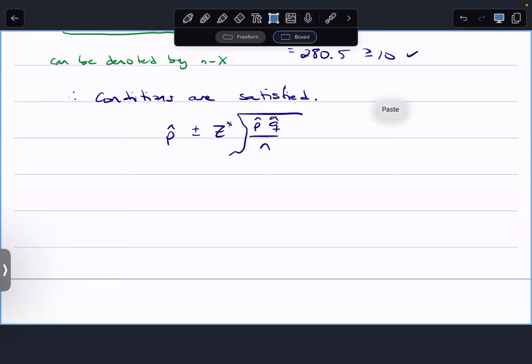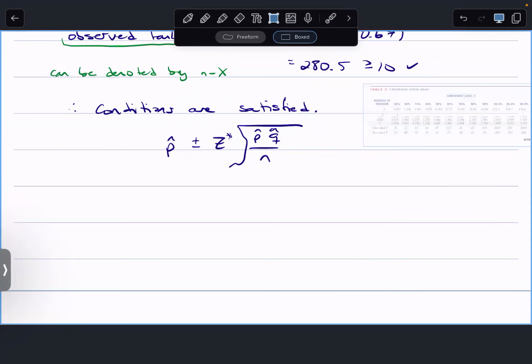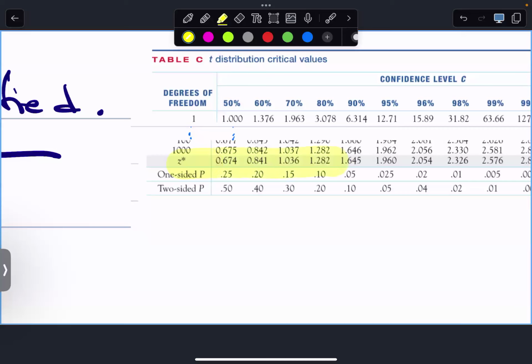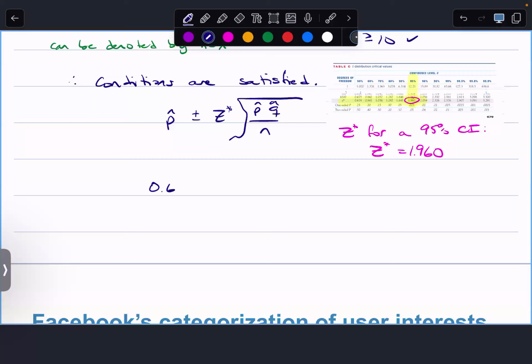Let's see if it's still here. Trying to paste. Try to keep it on here, but not huge. I'll zoom in instead. z star for a 95% confidence interval. z star is 1.960. Now we have all the components that we need. 0.67 plus or minus 1.960 times the square root of 0.67 times 1 minus 0.67 divided by 850.